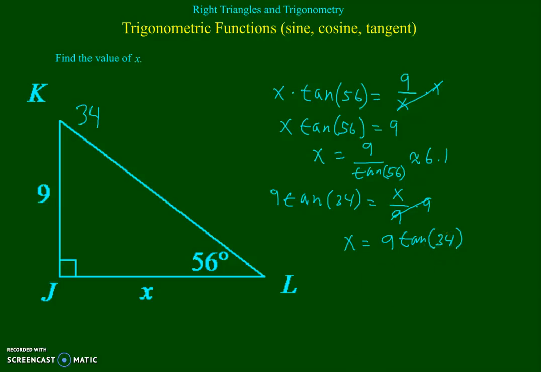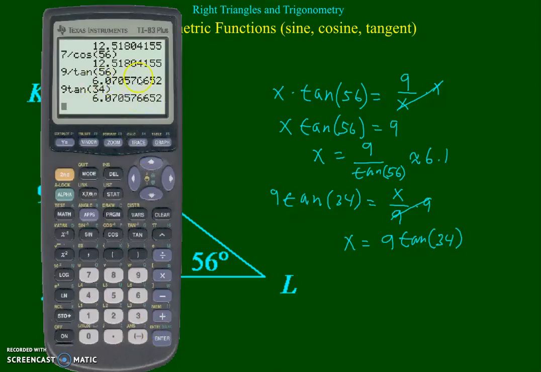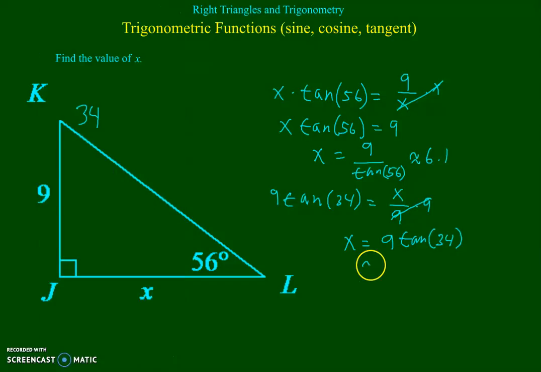So let's go ahead and put that in our calculator. 9 tangent 34. And you'll notice it gives us the exact same value, 6.1. So this is approximately equal to 6.1. All right, let's do one more example.